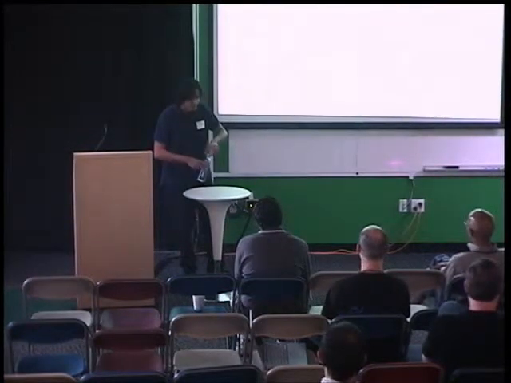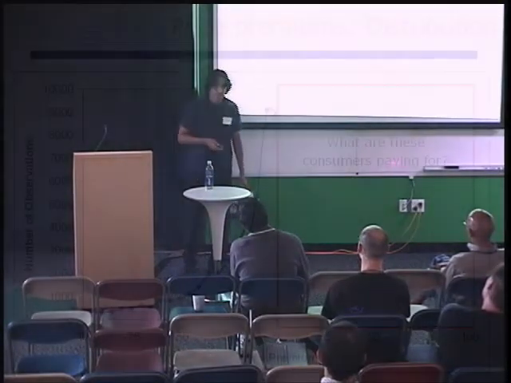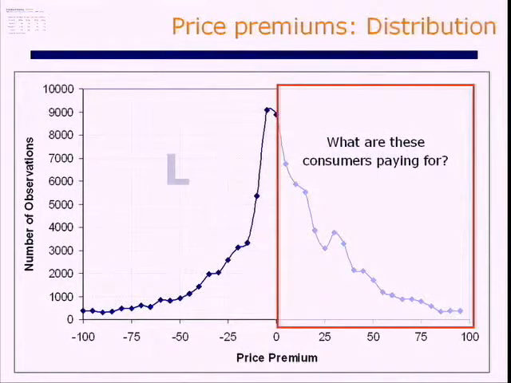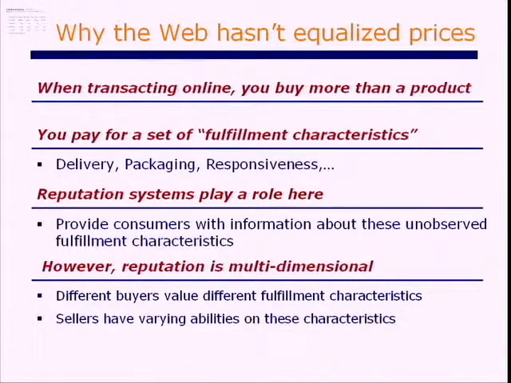Although I do believe that these products are generally listed. There's sometimes a featured seller, but these products are generally listed in ascending order of price. So it sort of makes it even more surprising, because the lowest price guy is going to be on top. All right, so our conjecture here is that when you transact online, you buy more than a product.